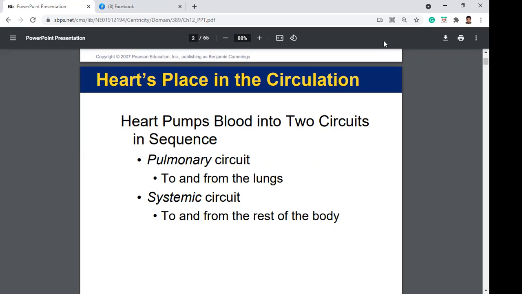The right ventricle pumps deoxygenated blood to the lungs through the pulmonary vein, and the pulmonary what? Artery. Pulmonary artery, good. And the left ventricle pumps oxygenated blood to all the other parts of the body through the systemic artery.